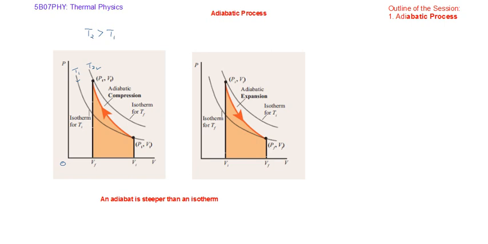One is the isotherm and the other is the adiabat. The thing to be noted is that the adiabat will always be steeper than an isotherm. This is something very, very important. An adiabat in a PV diagram will always be steeper than an isotherm.